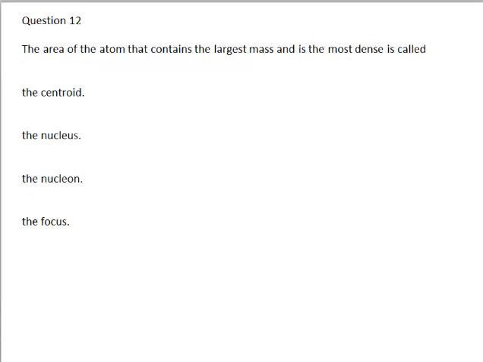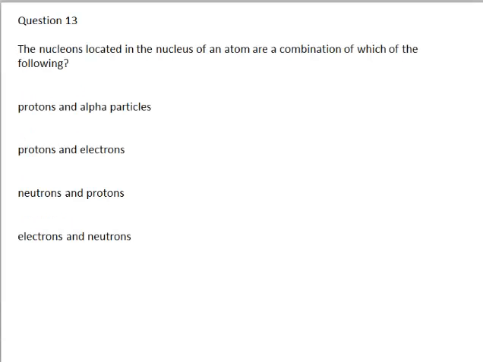Question 12 is another knowledge question. The area of the atom that contains the largest mass and is the most dense. Now it is the largest mass is what it's focused on here. And really in an atom, the only part that contains any mass that we count is the nucleus. The proton and the neutrons are located in the nucleus, and therefore that's where the mass is contained. And also, because it's in such a small area, it's also dense. It's the most dense. And that's the answer to question 12 then.